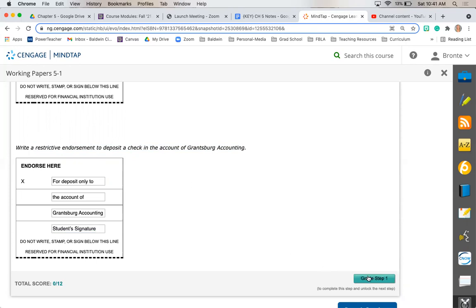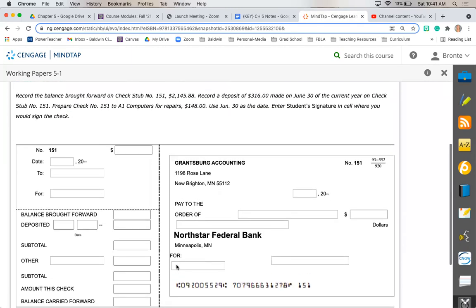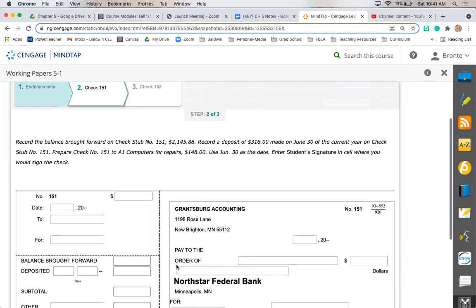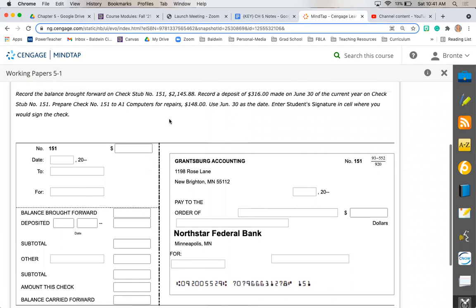Okay, so those are endorsements. Step 2, we're going to fill out check number 151. We're also going to record the check stub. So we're going to record the balance on check stub number 151 of $2,145.88. This very top box, I don't know if you can see this perforated line, is going to reiterate what the check is written for. This bottom box is going to be more for our accounting records, updating our balances and such.